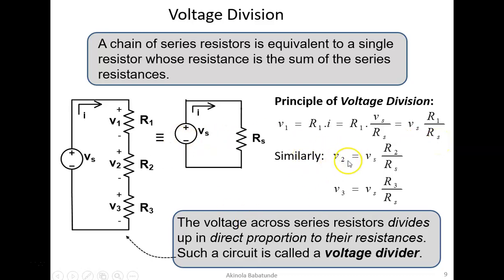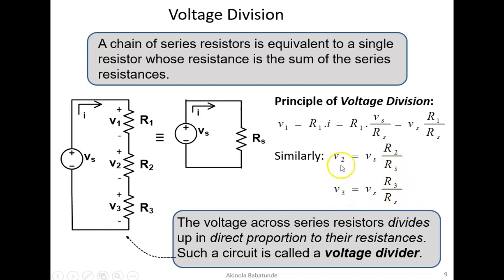Similarly, we can find our V2. You will notice that in this particular case, what has changed right at the top here is R1 has changed to R2 because we're looking for V2. But Vs and Rs remain the same. The same thing for V3: Vs and Rs remain the same, but we have R3 here.